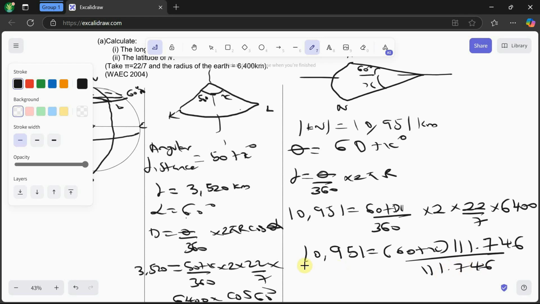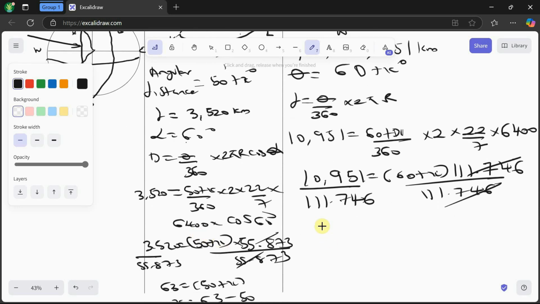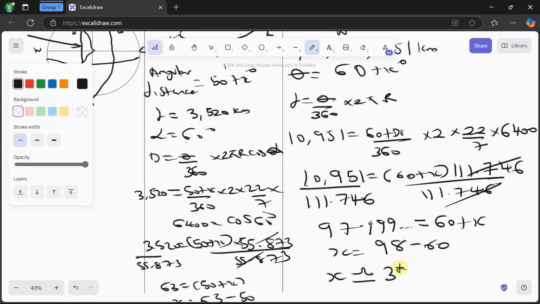So if I divide both sides by 111.746, what am I going to get? This will cancel this. So 10,951 divided by the answer gave me 97.9999. So this is equal to 60 plus x. If I collect like terms, x would be equal to, I can just say this is 98, so 98 minus 60. So x would be approximately 38 degrees.